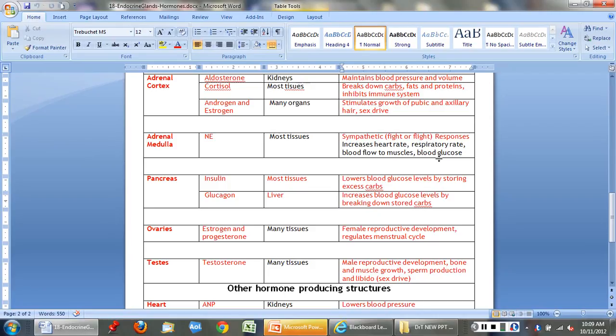Breaking down the store. So it's increasing my blood glucose level, but how? And that's what the question says. By breaking down stored carbs. And what are those? Anybody remember which stored carbs? What are they called? Those stored carbs, and where are they?